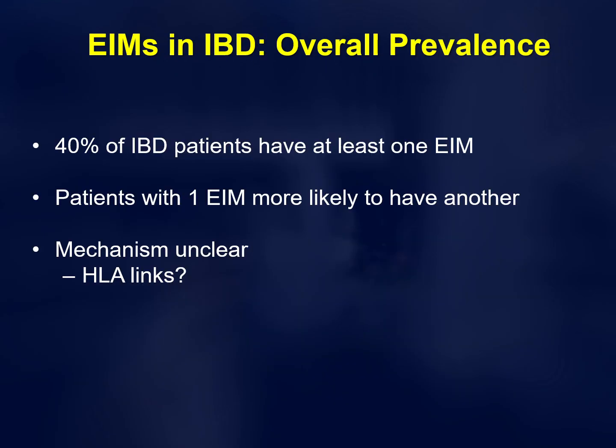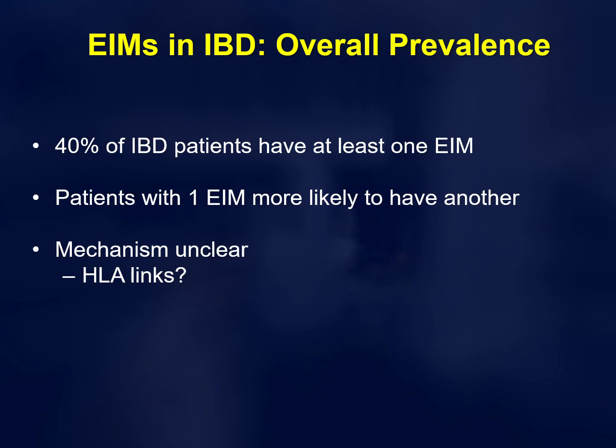The overall prevalence of extraintestinal manifestations in IBD is around 40%, so a little bit more than one-third. And patients with one extraintestinal manifestation are more likely to have another one. So these extraintestinal manifestations should be known and should be sought when you are phenotyping and characterizing your inflammatory bowel disease patients. So what is the mechanism?